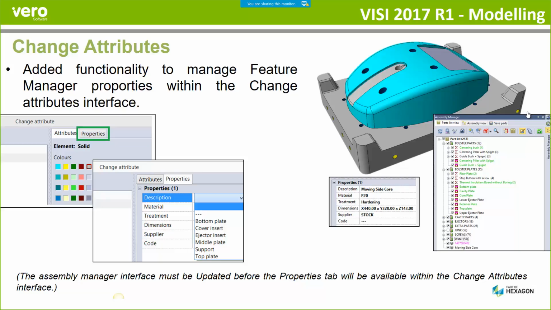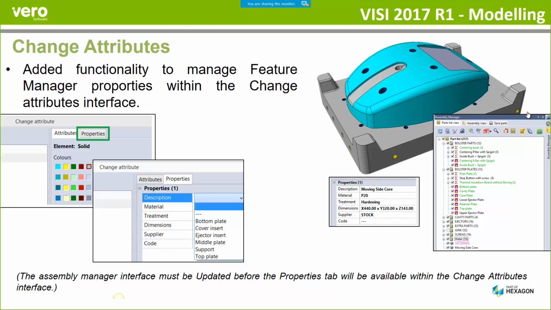The change attributes. There's a new tab, or there'll be a new tab available within the change attributes interface. It'll allow us to interact with the assembly manager data. So basically, if you've got a solid and you want to apply assembly manager data to it, you can do that on the fly using the change attributes.